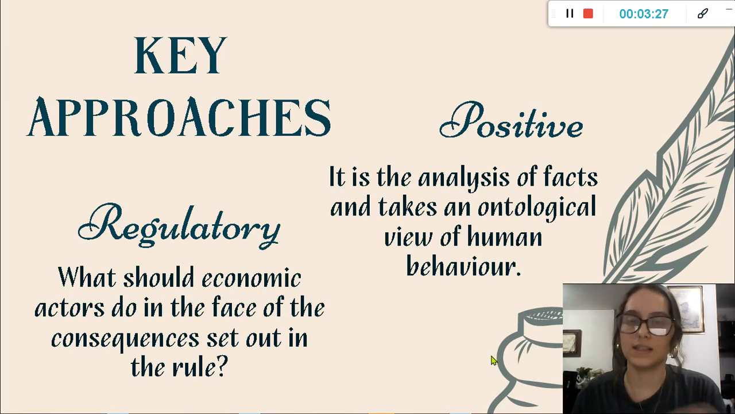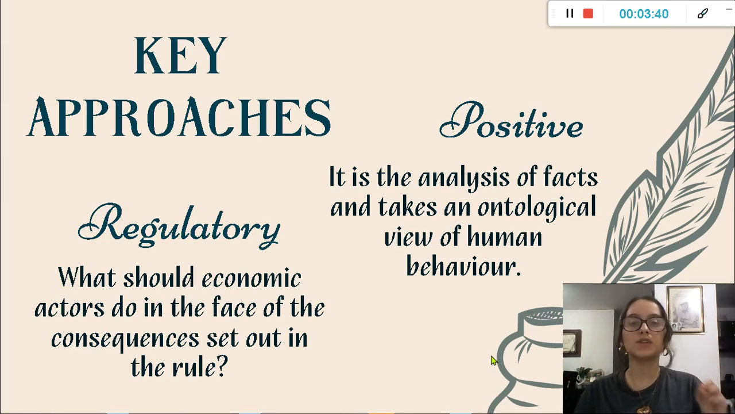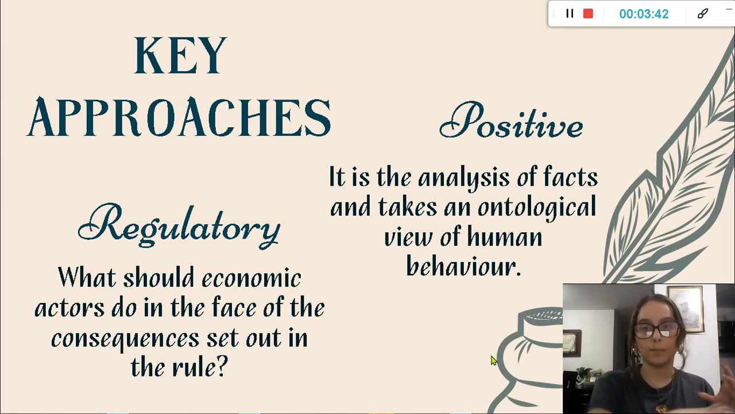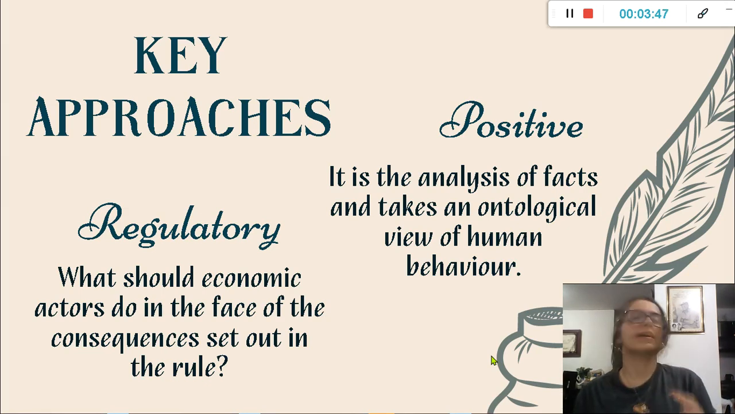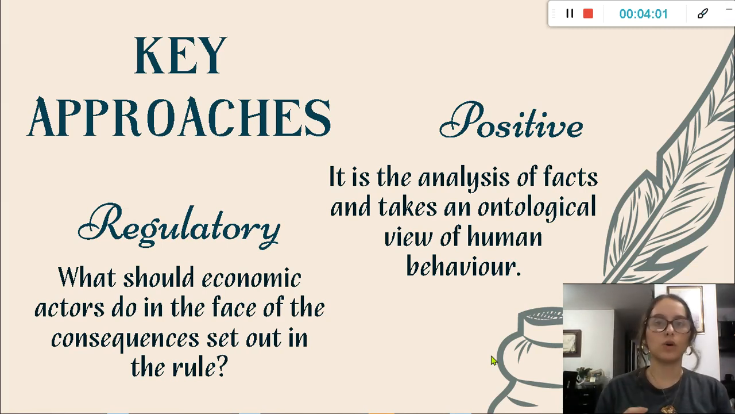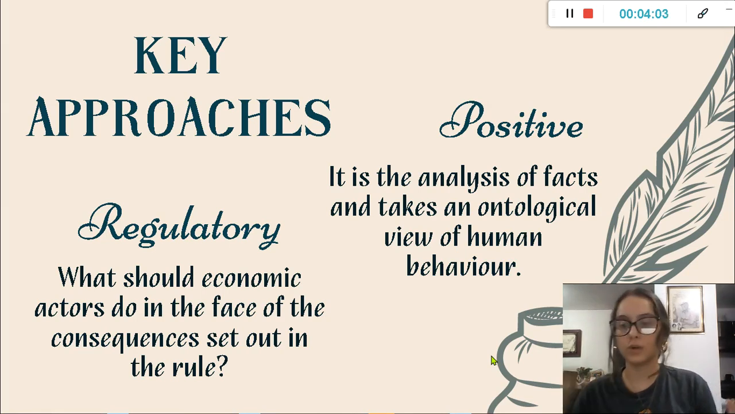The second approach is the regulatory, and they try to answer this question: what should economic actors do in the face of the consequences set out in the rule? What they try to do is, with the analysis of the positive approach, make a solution. So if there is an incentive that makes someone have bad behaviors, the regulatory approach needs to find another incentive so the consequences of the act are not negative.